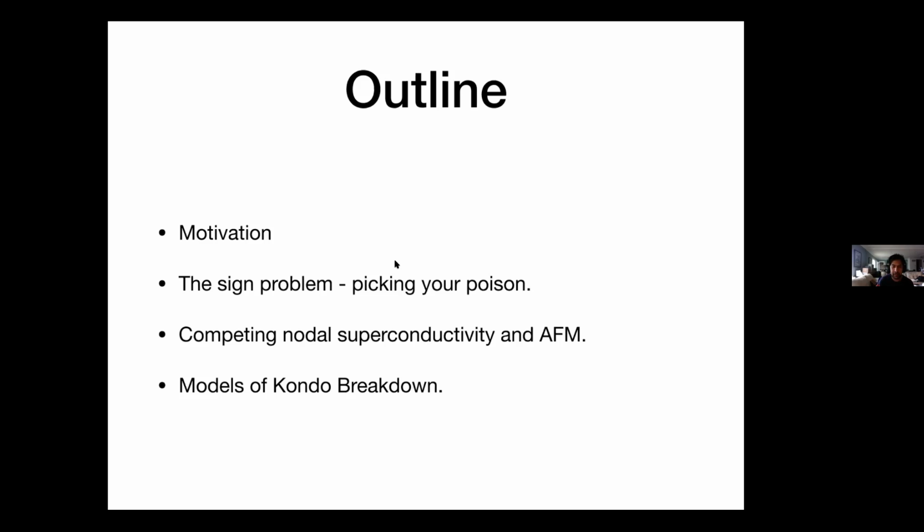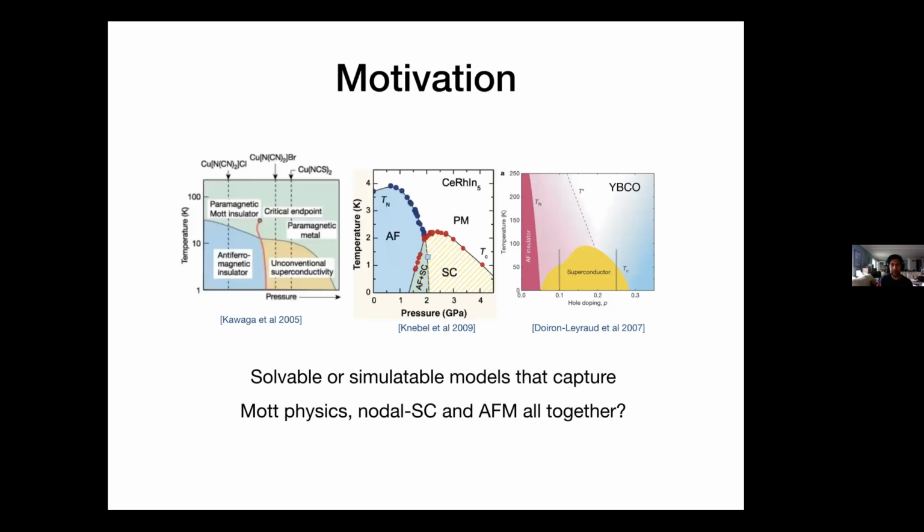Since we have this somewhat new understanding of how to think about the sign problem, or at least how to design new models, even if it's not maybe a very deep understanding, it's good to go back to these old problems and see what we can do. That's the kind of motivation. So the first part of my talk will focus on nodal superconductors without the sign problem and studying their competition with antiferromagnetism.